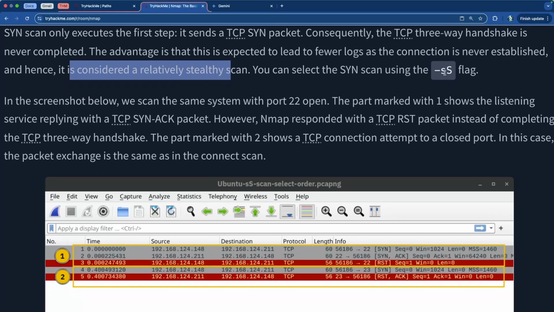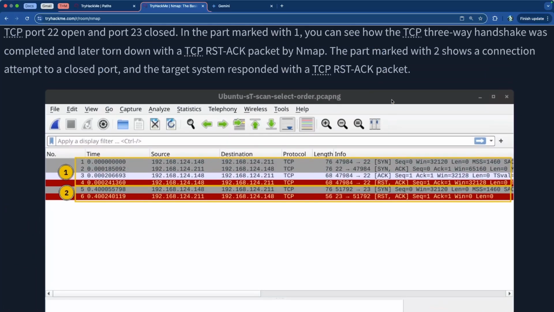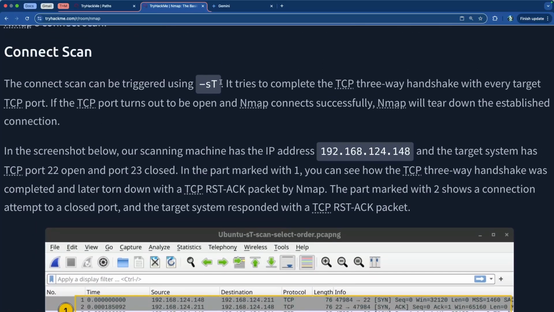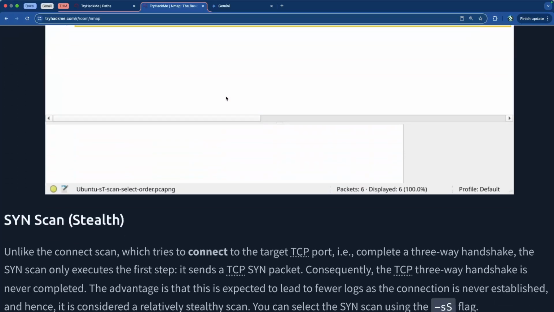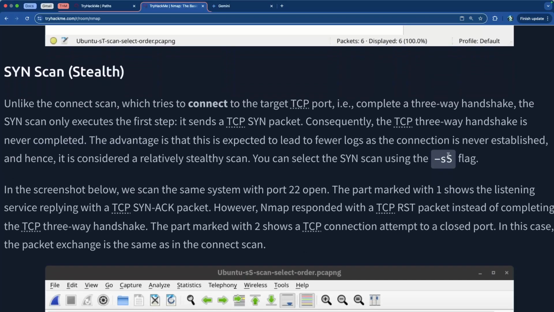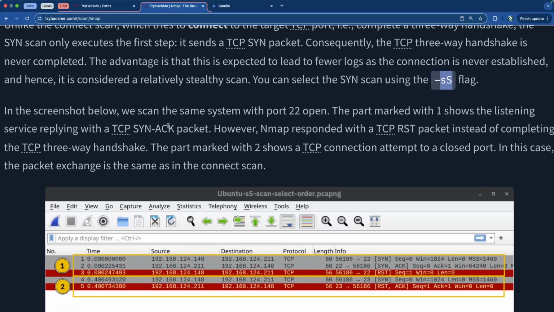And we can do this with the lowercase s, uppercase S, and on the previous one it was the lowercase s and then the uppercase T for connect, or TCP, if you want to do it like that. Stealth is very easy. It's lowercase s, uppercase S. So SYN and stealth, so on and so forth.